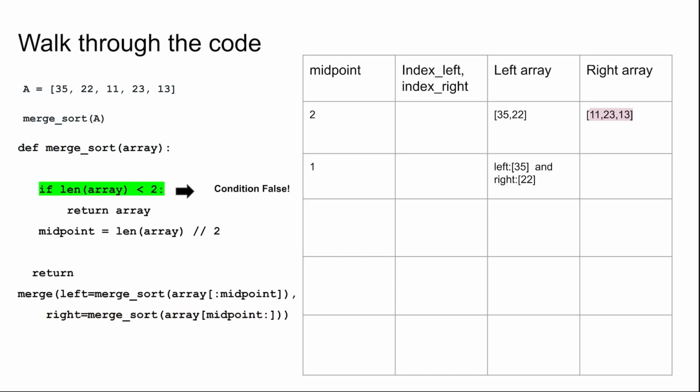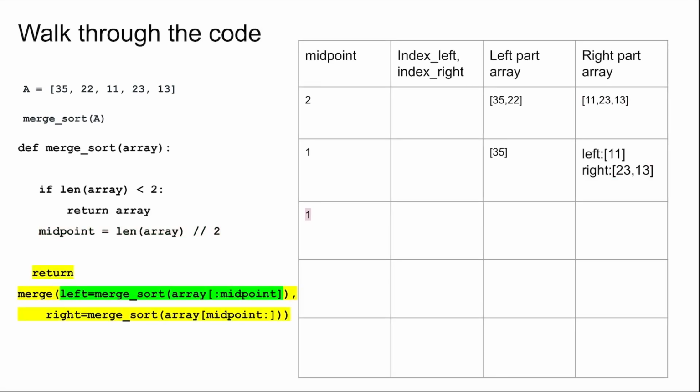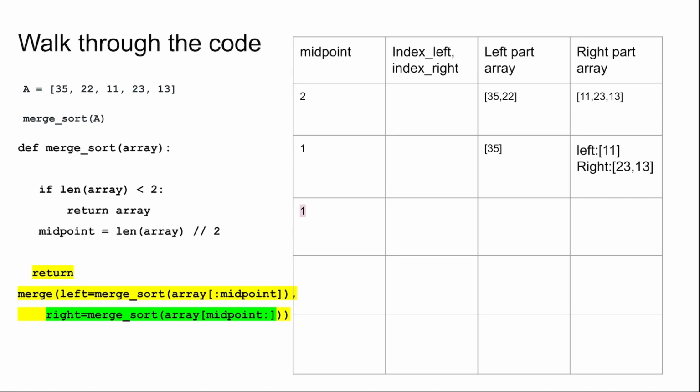And the termination condition is false. And the midpoint, in this instance, is going to be 1. As you can see now, it splits into two parts, with the left part having only element 11 and the right part having elements 23 and 13. Since the left part of the right part array is only one element, it is returned. For the right part, we still have two elements, so the array is going to split up further.